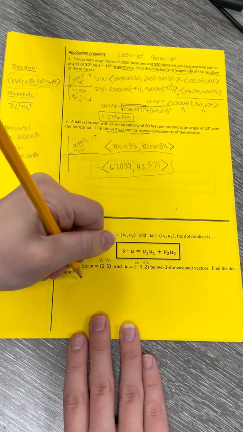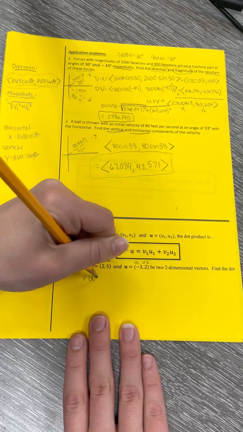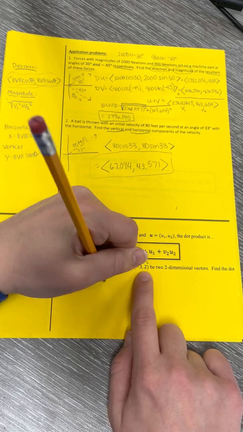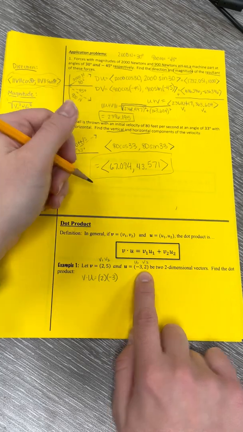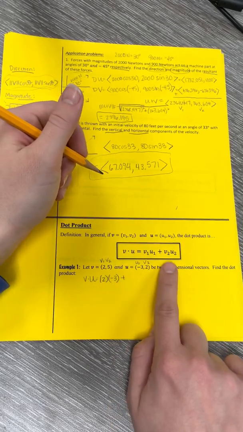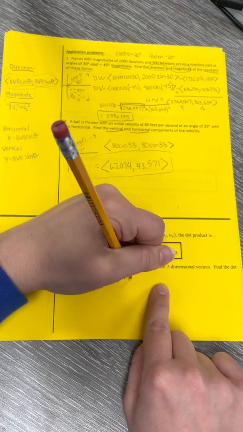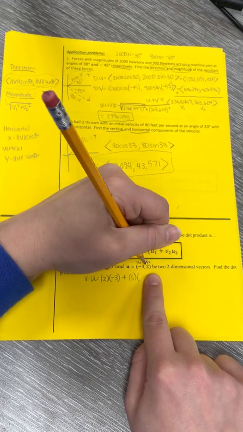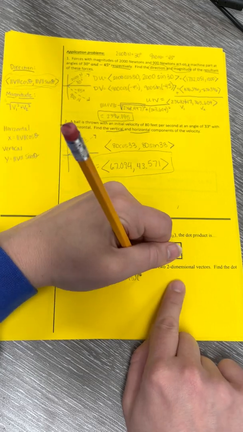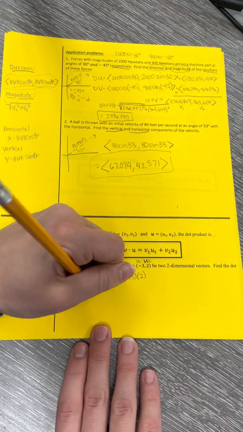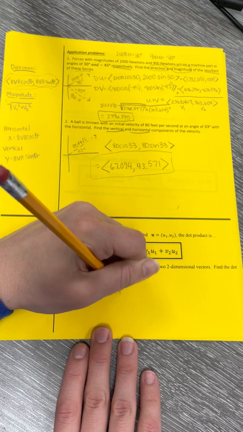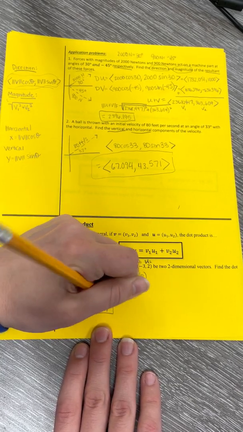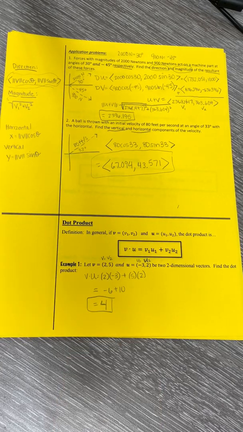Find the dot product. So V times U is going to equal V1 times U1. So I'm going to find V1, 2 times -3, which is U1, plus V2, which is 5, times U2, which is 2. All right. We have -6 plus 10, which gives us a positive 4. And that is how you find dot product.